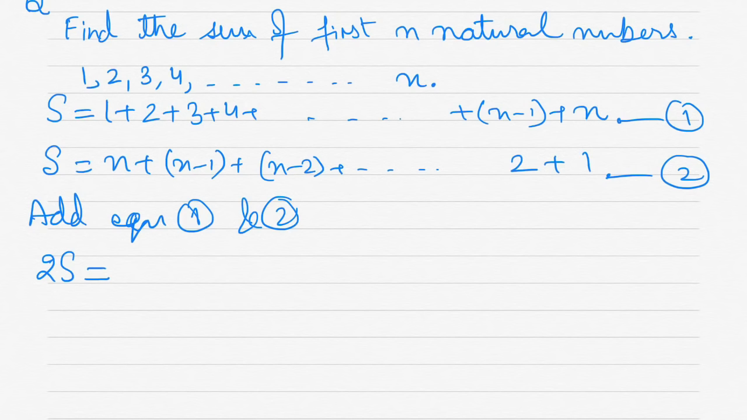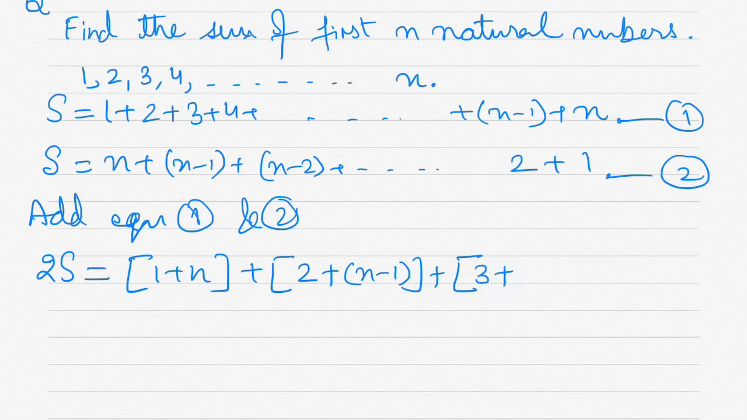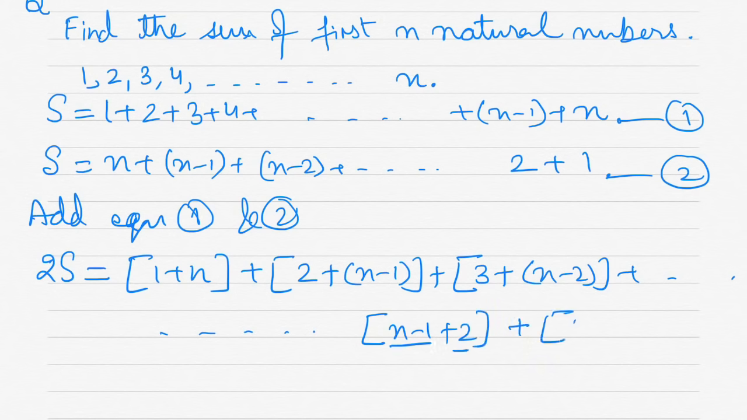Now on the right hand side I am going to add terms correspondingly, like first term of equation 1 plus first term of equation 2, which is 1 plus n. Now second term of equation 1 is 2 and second term of equation 2 is n minus 1. Third term of equation 1 is 3 and third term of equation 2 is n minus 2. Continuing in the same way, second last term of equation 1 is n minus 1 and second last term of equation 2 is 2. Last term of equation 1 is n and last term of equation 2 is 1.